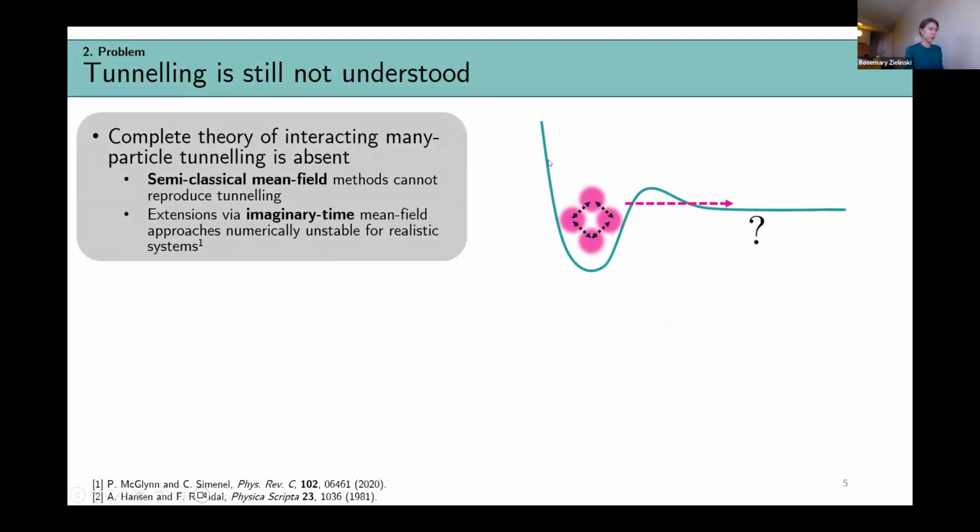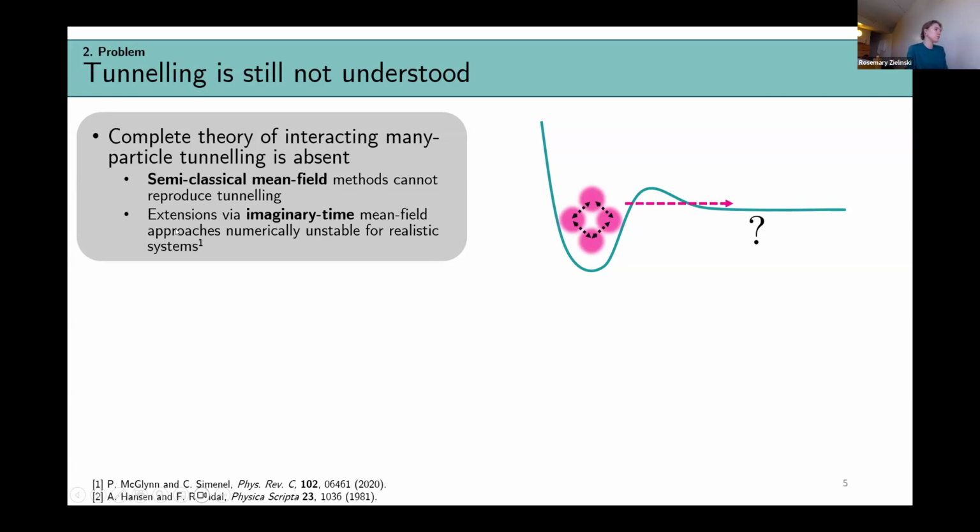This is really a twofold problem. The first is what I was alluding to before, which is that we don't have a complete theory of interacting many particle tunneling. We don't know how a strongly interacting composite object collectively tunnels, something like a nucleus, which is a collection of strongly interacting protons and neutrons. Typically in nuclear physics, we sometimes approximate dynamics using semi-classical mean field methods. But the issue with these in the context of tunneling is that the semi-classical nature actually suppresses tunneling behavior.